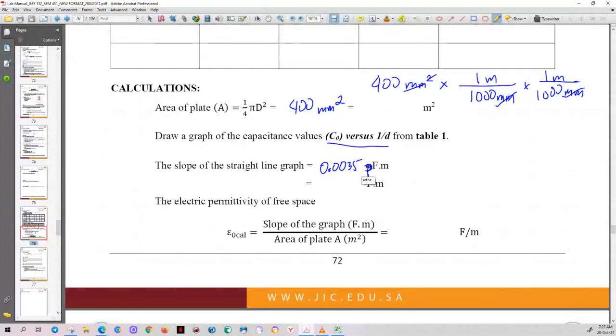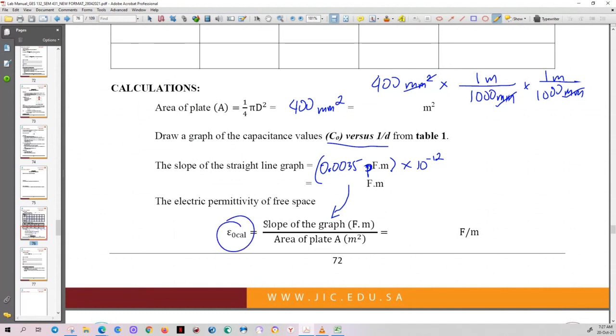You have to remove pico. So in this case, in order to remove pico, you have to multiply this by 10 raised to minus 12. Once you multiply the number by 10 raised to minus 12, the remaining unit will be farad meter, or farad by meter.